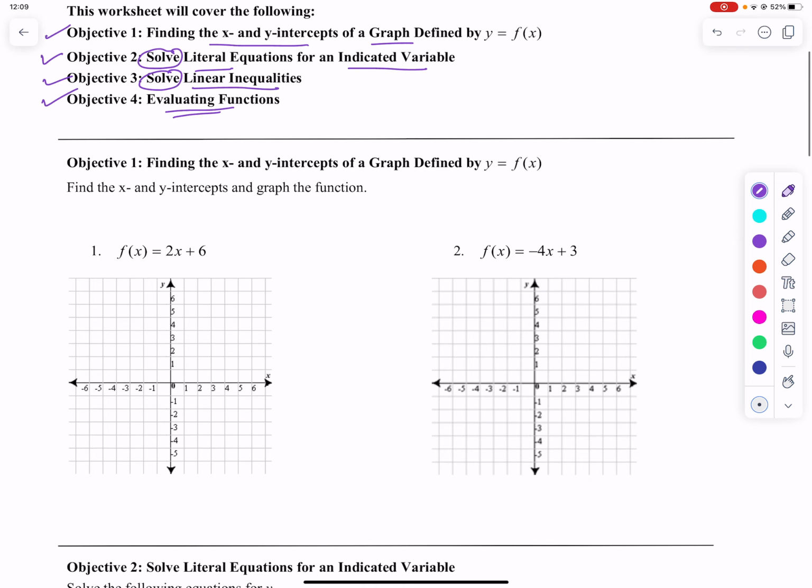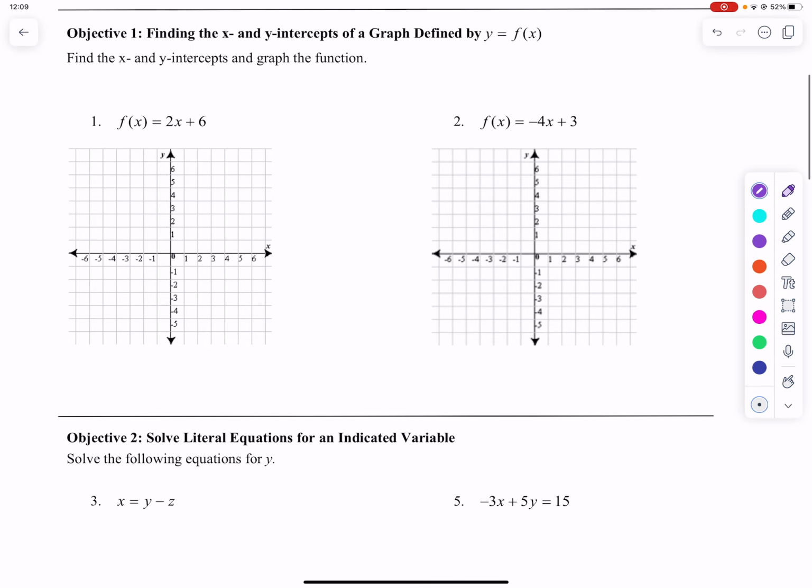So let's begin with objective 1, finding the x and y intercepts of a graph. So here we have been given a function that is linear. So you could notice this is a linear function, and we know that because x is to the first power. And in number 2, you can also see that we also have a linear function. Okay, so if right below this I wrote mx plus b under each one of these, I could go ahead and write f of x equals.